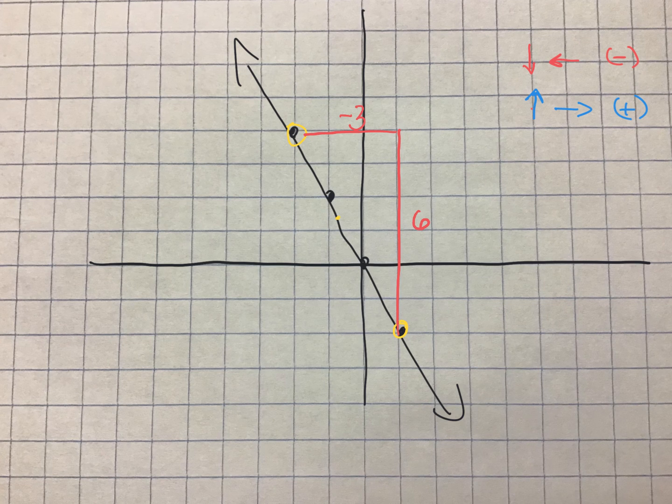So it's rise, the 6 is the rise, and the -3 is the run. So your slope is going to be -2, and if you put -2 over 1, that's also okay. Either one is good.